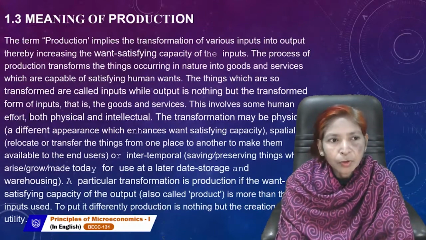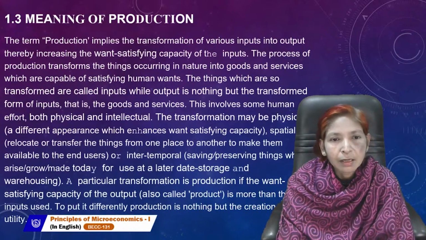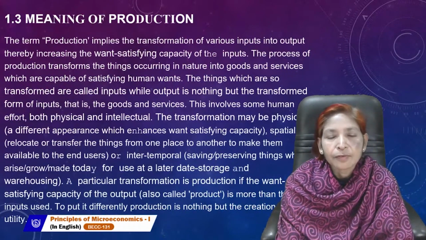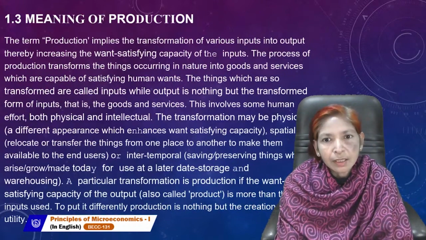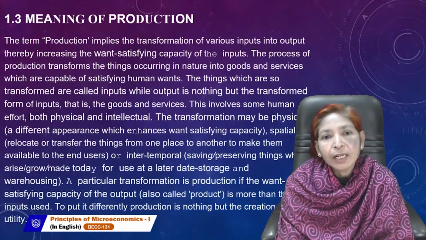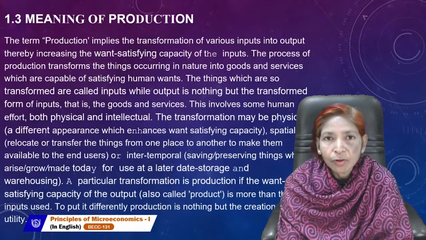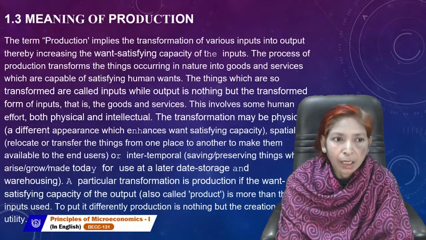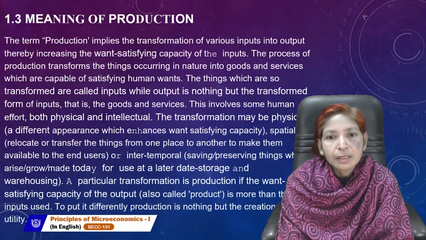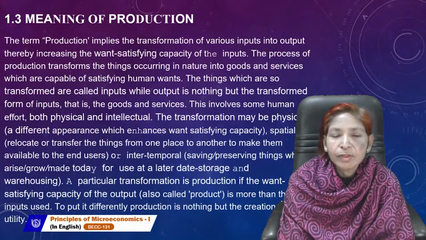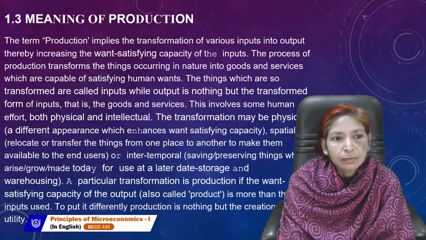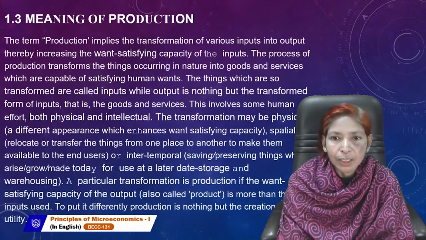The process of production transforms the things occurring in nature into goods and services which are capable of satisfying human wants. The things which are transformed are called input, while output is nothing but the transformed form of inputs, that is, the goods and services. This involves some human efforts, both physical and intellectual. The transformation may be physical and the transformation may be intellectual.